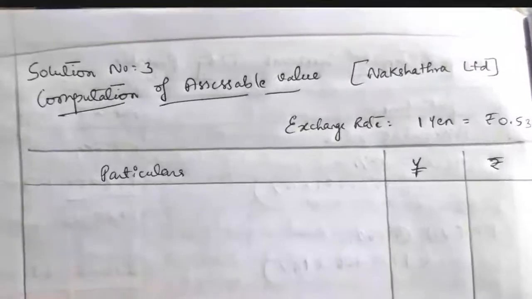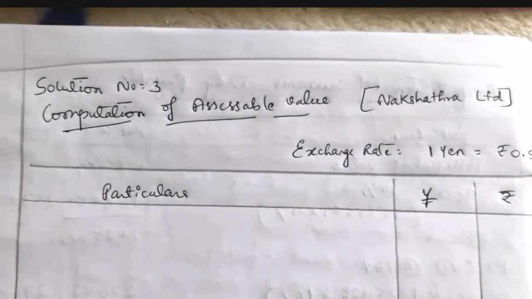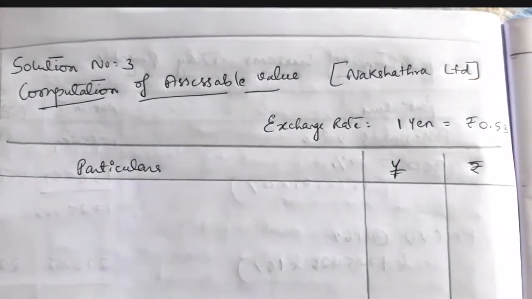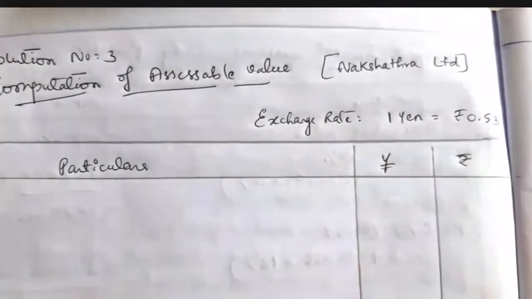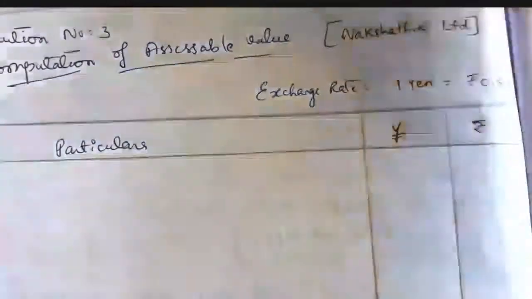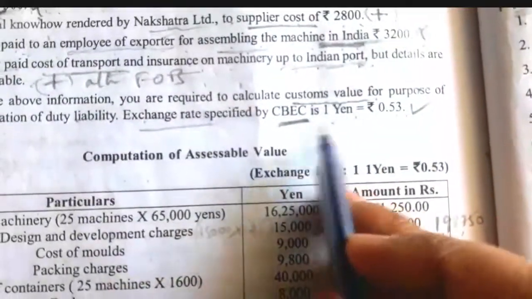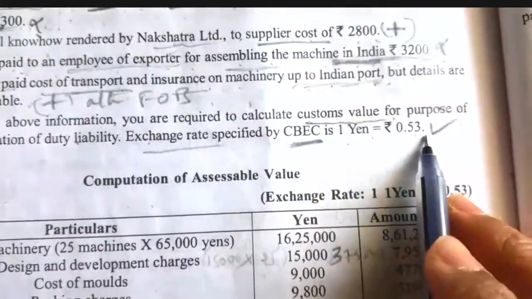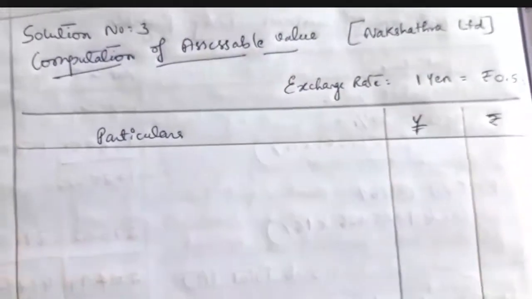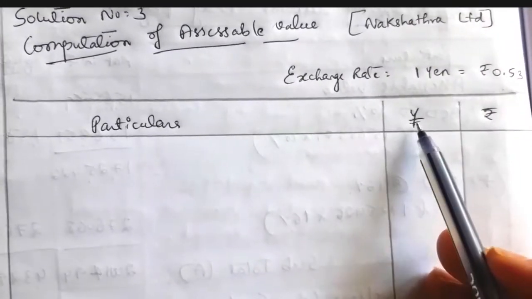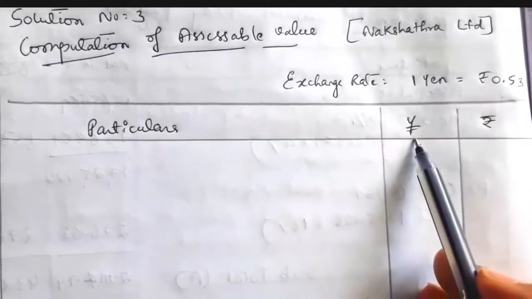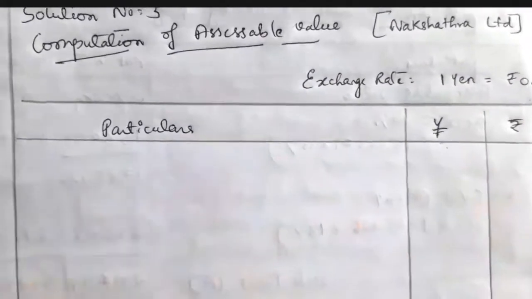Write the heading, solution number 3. Write the heading, computation of assessable value. So this is a solution relating to the importer Nakshatra Limited. So here the exchange rate we have to take is 1 yen equal to 0.53, that is given in the illustration, the CBEC notified exchange rate. So draw 3 columns, particulars and 2 amount columns. In the first amount column we have to show the currency amounts in Japanese yen, and in the second, Indian rupee. So the first one is cost of machinery.